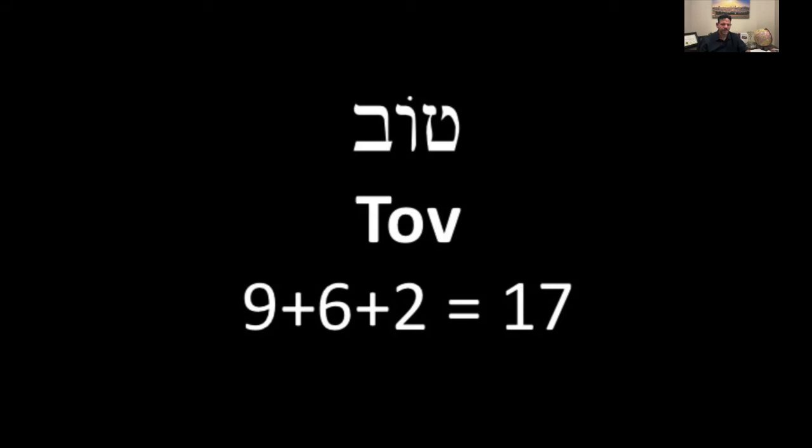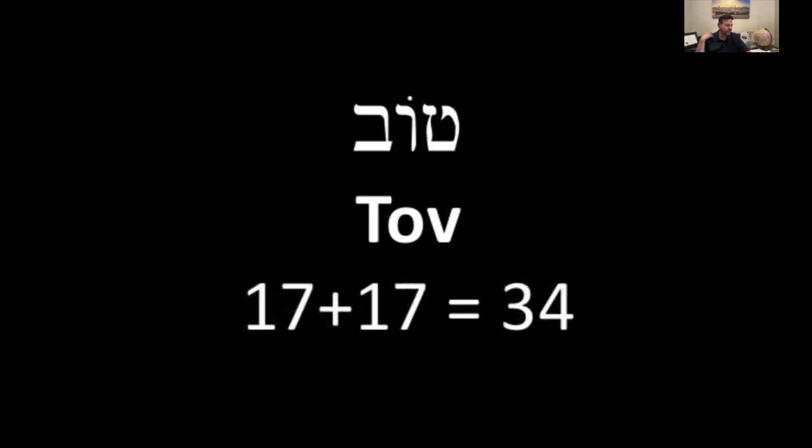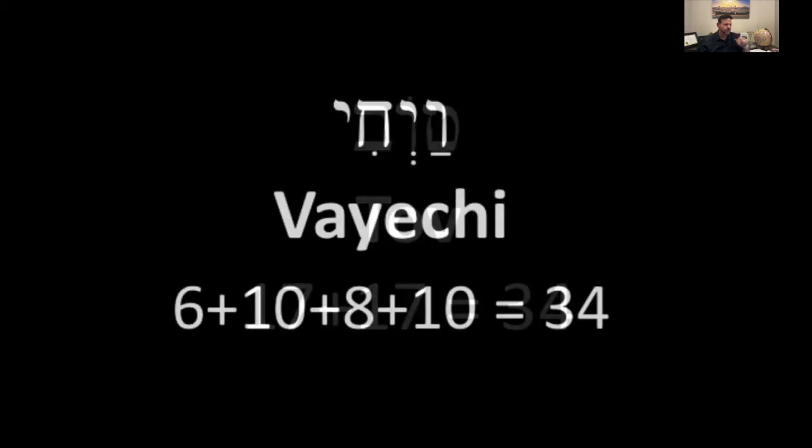Those are the first 17 years of Joseph in Jacob's house, and the last 17 years of Jacob now in Joseph's house in Egypt. Guess what? If you put those two 17s together, 17 and 17, it would equal 34. So the first 17 years were good, and then the last 17 years were good. And it's interesting, this portion also equals 34.